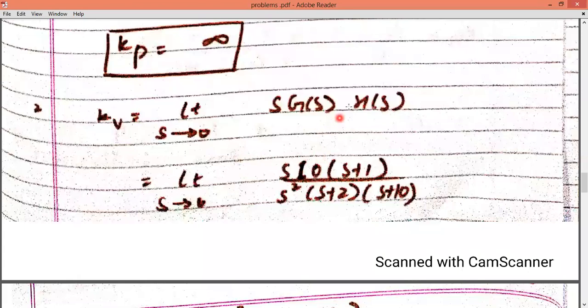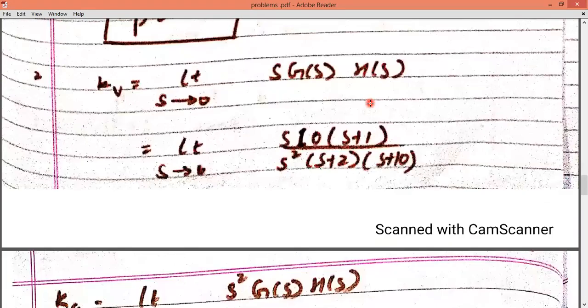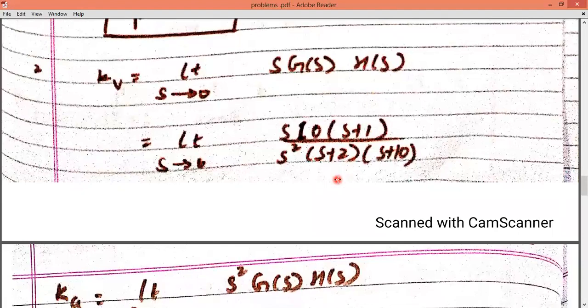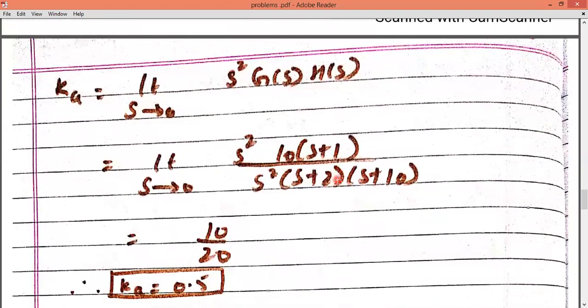So we need to write the value of g of s into h of s. After applying the limit, we'll get Kv is also equal to infinite. So it is somewhere a misprint. Kv is also infinite. In the notes you can check, I wrote the value of Kv equals infinite. So this is the acceleration error coefficient or constant.